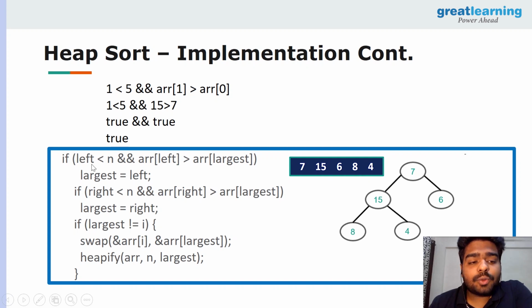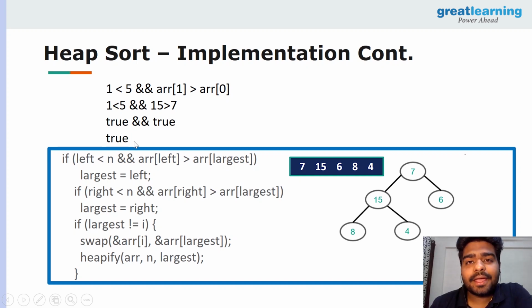Fine. Left was 1. 1 is less than 5. ARR left, that means ARR 1, which is what? 15, is greater than ARR largest, which is what? 0. ARR 0 is what? 7. 15 is greater than 7. Same AND operator, that means I'm again repeating, if both the conditions are true, then the result will be true. So 1 is less than 5 is true. 15 is greater than 7. Perfect. It is also true. That means my condition is correct.